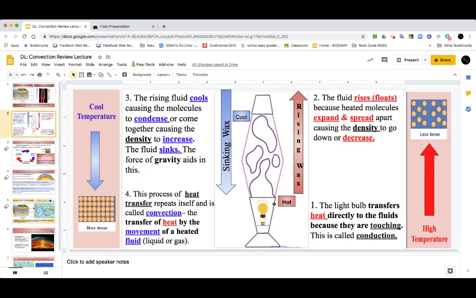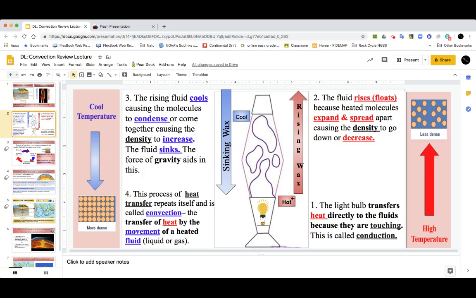So what are the steps? There are four basic steps. So we have a light bulb in the bottom of the lava lamp. The light bulb actually transfers heat directly to the fluids in the lava lamp. It transfers that heat and is able to heat up those fluids in the lamp because the lamp sits right on top of the bulb. So that's called a form of heat transfer called conduction. If you're physically touching something, it conducts heat. We are not really going to focus on conduction here. We're focusing on the motion inside of the fluids, and that's a different kind of heat transfer.